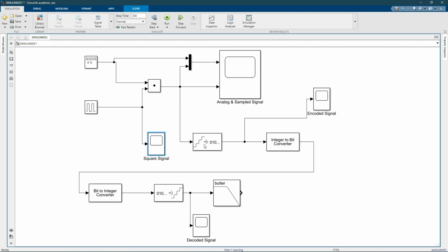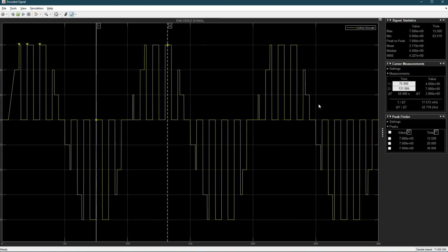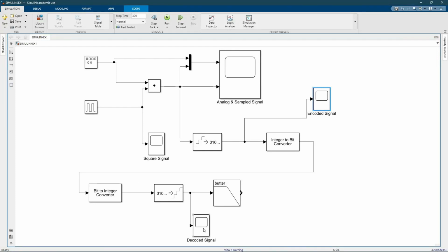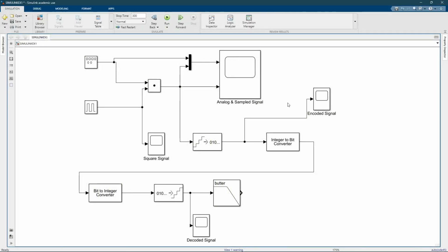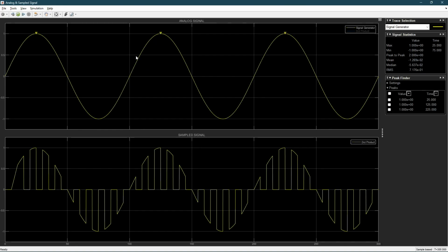For the encoded signal, we use a uniform encoder. This is the encoded signal, and for the decoded signal we use a uniform decoder. This is the decoded signal. For the question, we ask what is the frequency of the analog signal in example 1. In this, we get the frequency is 1 over 100, but we must divide by 0.01 to get the frequency because the step is 0.01. So we will get 1 Hz.